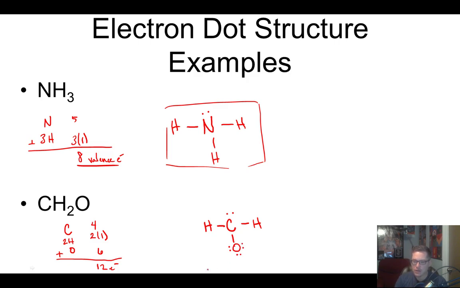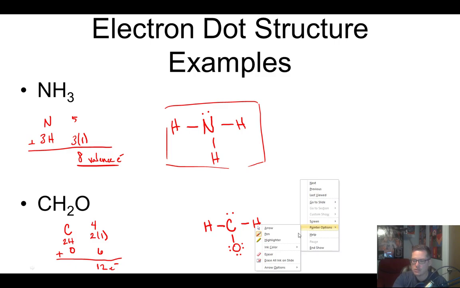Now the octet rule is satisfied, but we've got to think about how many electrons we've used. So we've used 2, 4, 6, 8, 10, 12, 14. Right now we've used 14 electrons in our electron dot structure, but we only have 12 valence electrons to work with, so we've got a problem. When this occurs, we're going to substitute 2 lone pairs for 1 double bond.